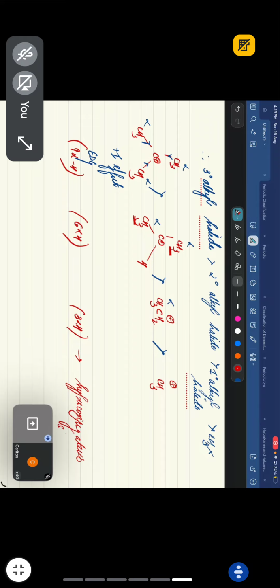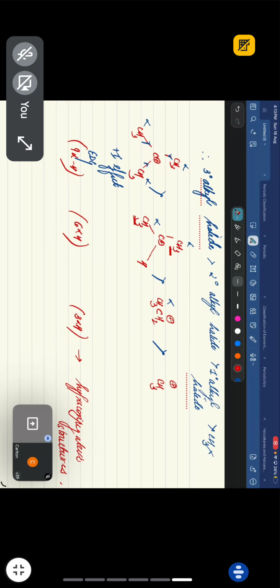So, in short, if I ask you again, what is the order for SN2 mechanism? SN2 is methyl, primary, secondary, tertiary. For SN1, what is the order? Tertiary greater than secondary, then primary, then methyl. Any doubt? Is it clear?